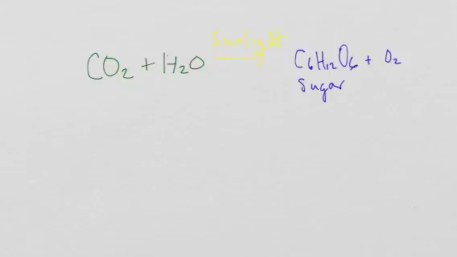Now to balance this, we're just going to add a few numbers here, 6, 6, and 6. So what that actually means is in order to get one sugar molecule, one glucose molecule, you need 6 carbon dioxides and 6 water molecules to break apart in the presence of sunlight, and they end up through a variety of chemical reactions making a sugar molecule.